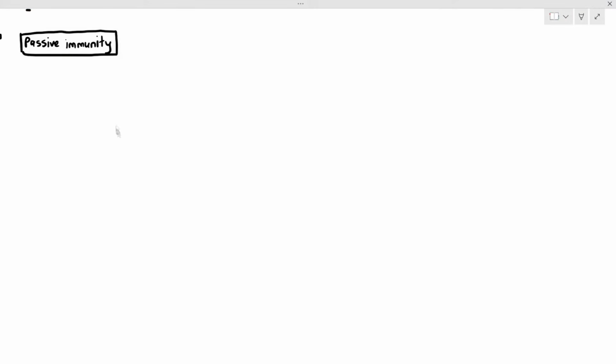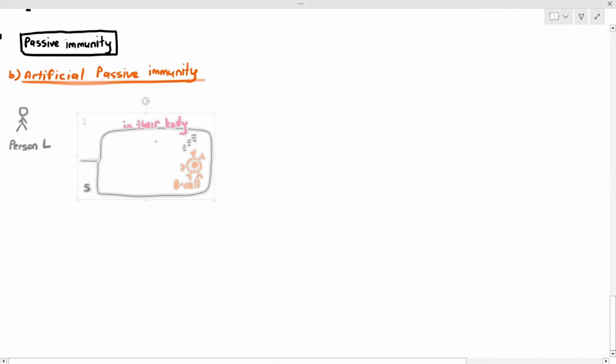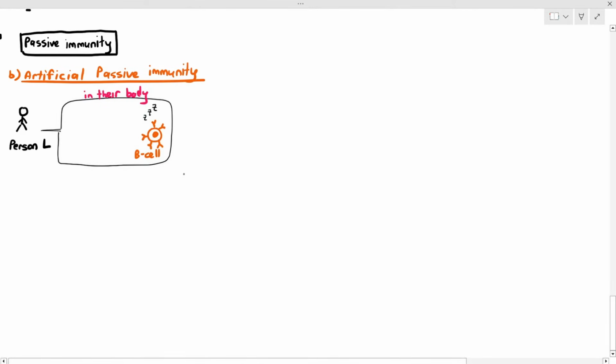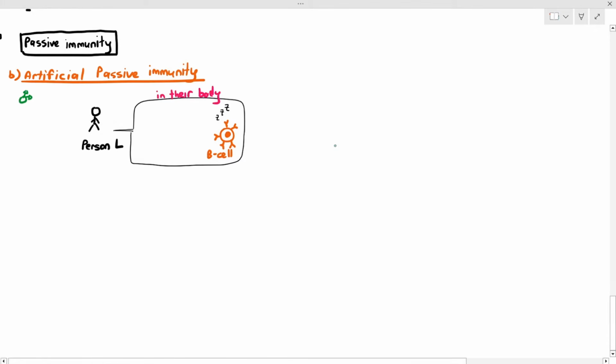Now, another type of passive immunity is known as artificial passive immunity. So let's just give a situation over here. Let's call this person L. And person L was infected by pathogens. Person L can be an adult or a child, doesn't matter in this case. So when they were infected, the pathogen grows inside the body.